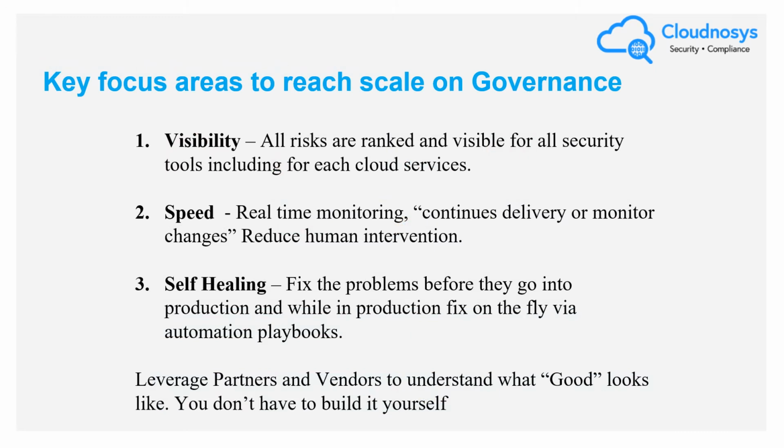So, what are the 3 key areas to reach scale on governance? The 3 key principles are you have to have visibility and speed and self-healing. So I'll talk a little bit more on this. Visibility, not just understanding, hey, we know what our inventory is. We have an asset list. Yeah, you have an asset list, but do you have a risk rating on each of the assets? That, hey, I have 800 S3s and 100 of them have high risk security configurations on them. And so that's what we mean by visibility.